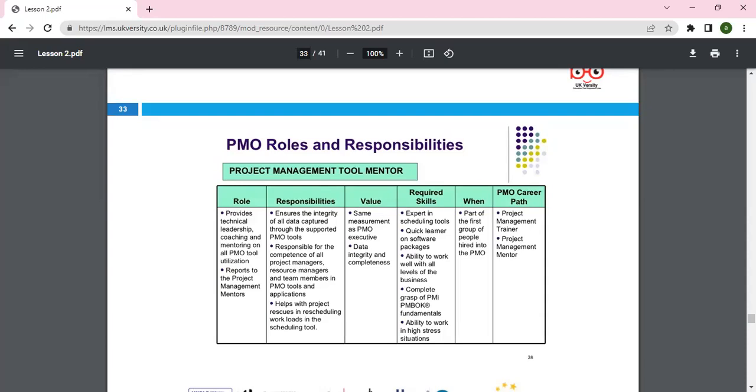So we can look at the required skills, expert scheduling tools. We know scheduling tools such as project management schedules. A Gantt chart can be used, which we can look at to complete and get a grip on these. So when the first group of people are hired into the PMO, then PMO career project management training and a project management mentor is very important.